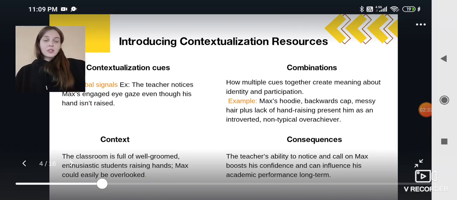And as the fourth type, we have consequences. I can explain it through an example: the teacher's ability to notice and call on Max boosts his confidence and can influence his academic performance in the long term. Like we said, it is important, so a teacher should be careful about it, notice the student, and make him participate in the class. And in the end, this gives a student like Max confidence.